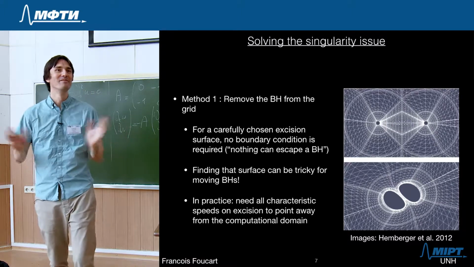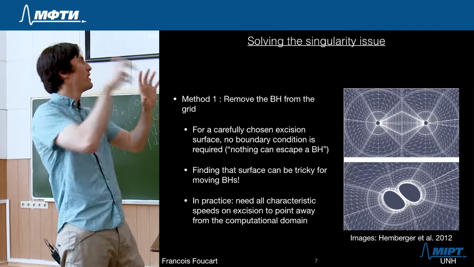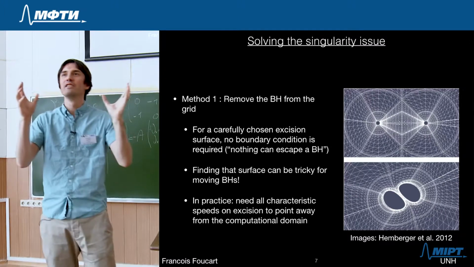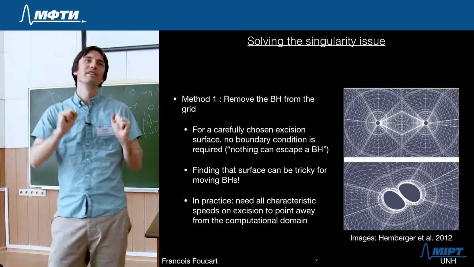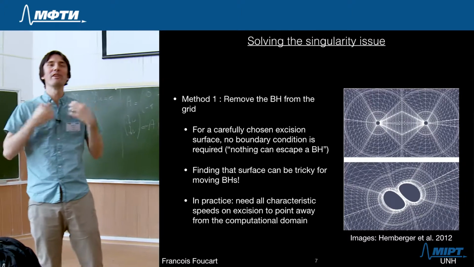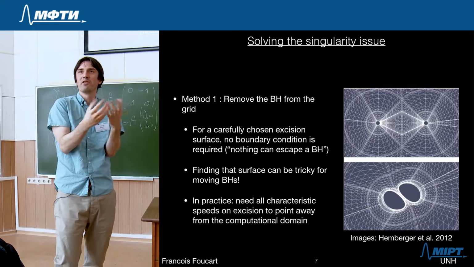That's the general idea. And so if I remove a region which is inside of the event horizon from my simulations, including the place where the singularity would be, it shouldn't matter to whatever happens outside. And we only really care about what happens outside of the black hole because that's what we are observing.